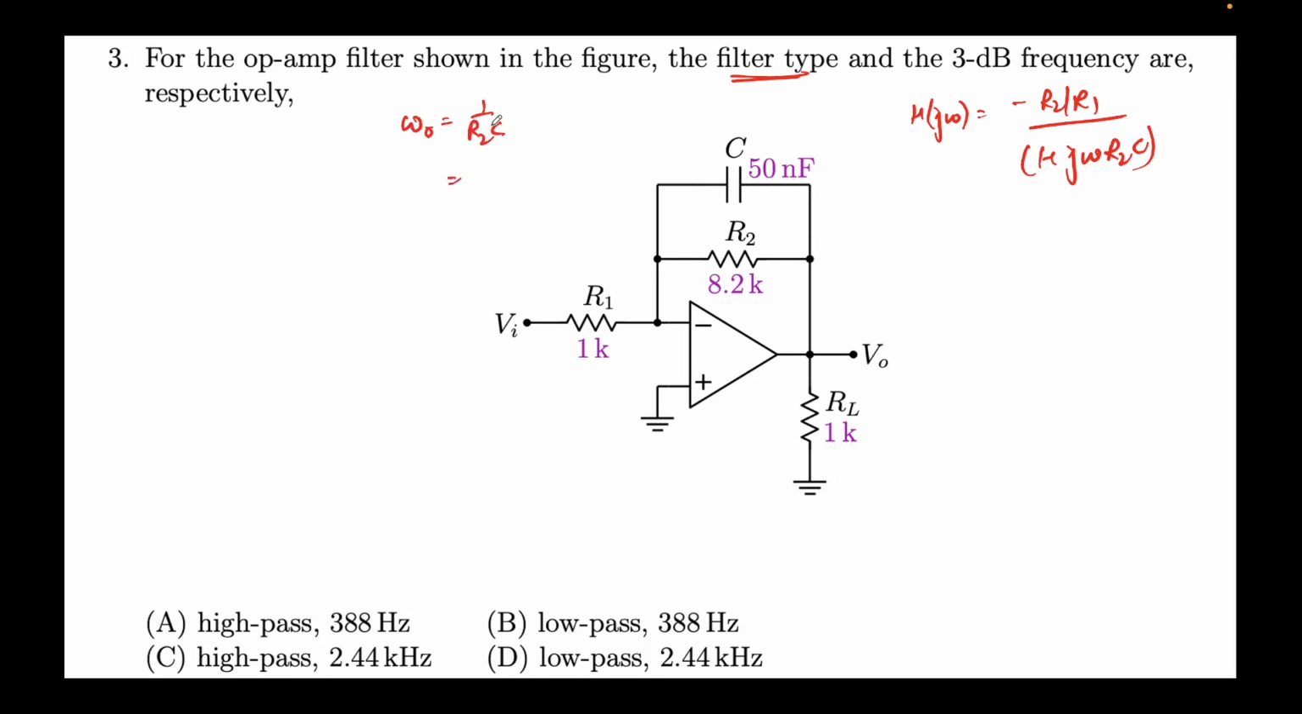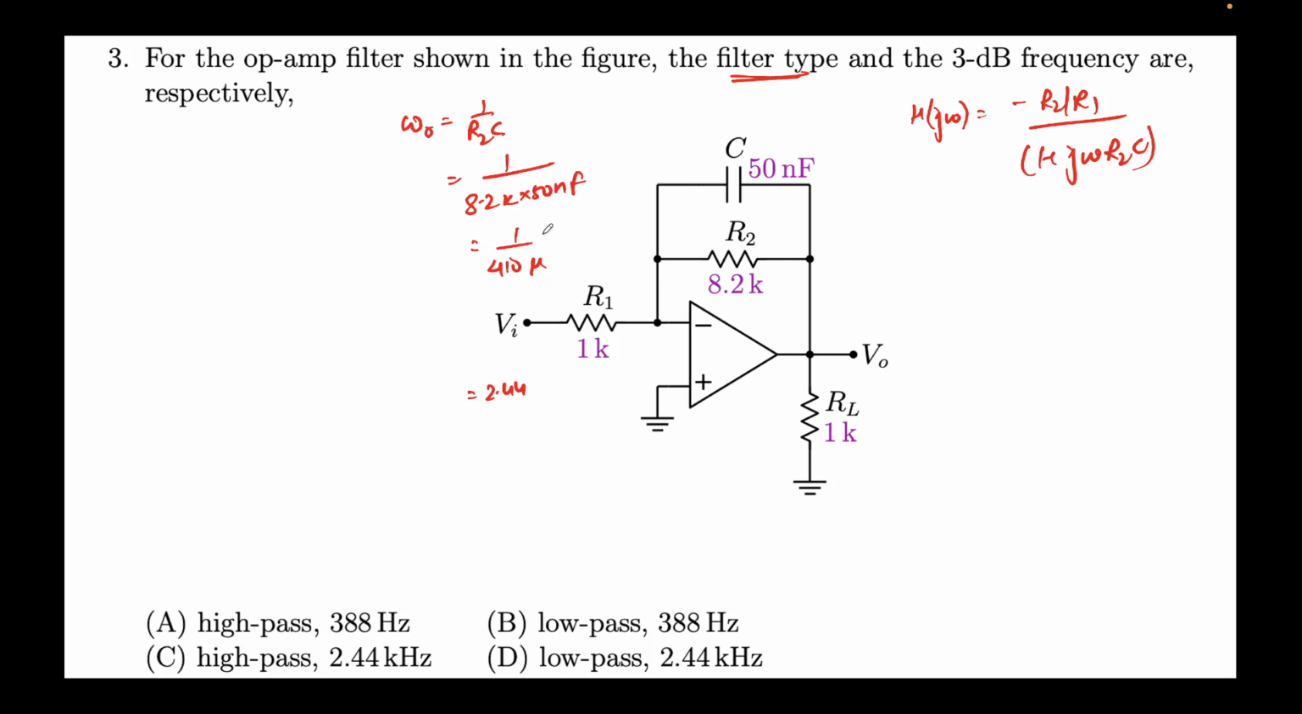So let's just try to find out what this value is, so that we have a numerical idea. So it's 8.2K times 50 nanofarad, right? Let's just put these values in the calculator first. So it will be 8.2 times 50, that's 410. So it will be 1 upon 410 micro, right? So if I do that, let me just do this. So it's a 2.44. This is coming out to be 2.44.